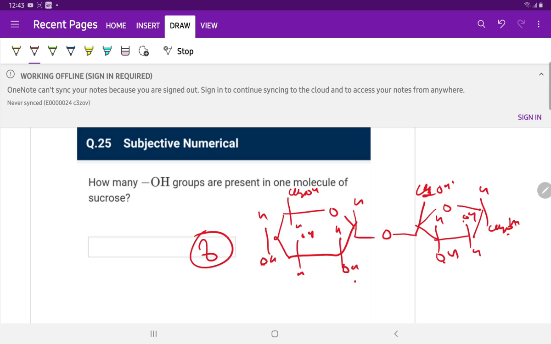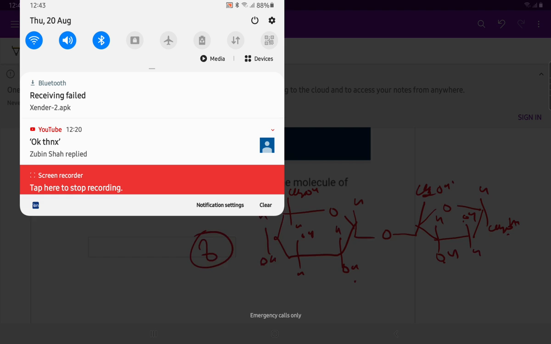So this is the end of the paper. I think 60 to 70 plus is a good score in this paper, and more than 80 is an excellent score in this paper.